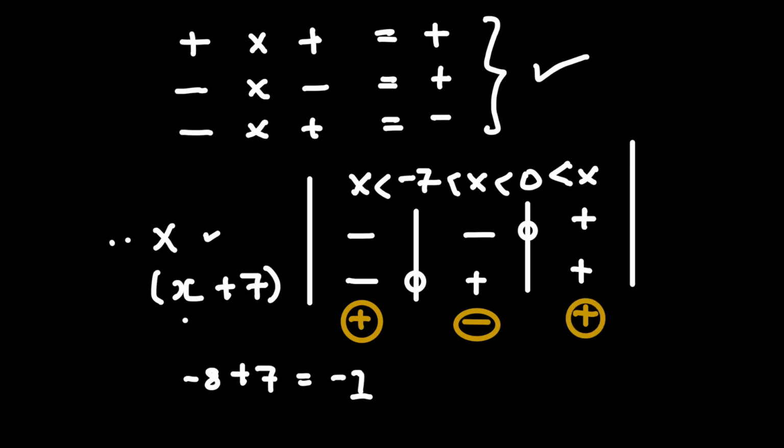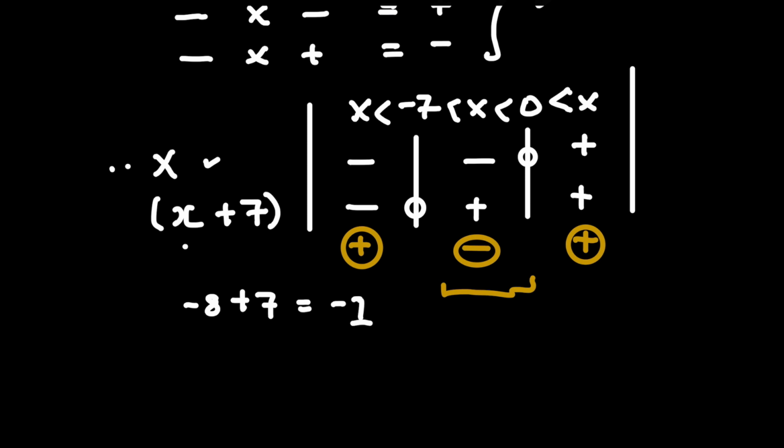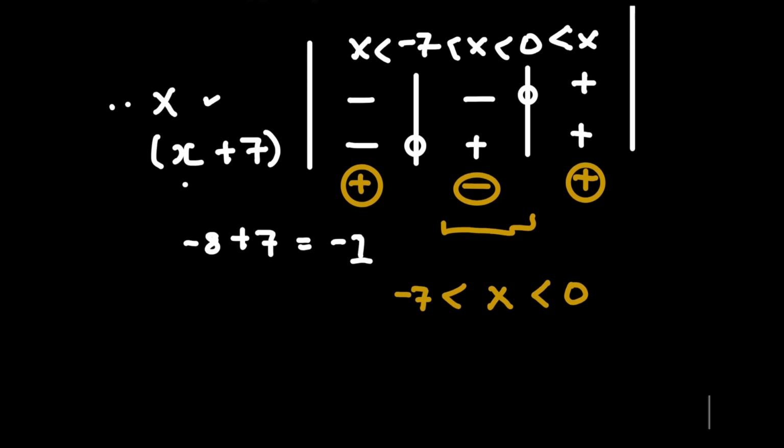So what are we looking for? This is the portion that you are interested in, and that portion is x less than 0 and greater than minus 7. As I've said, you can also express it in this fashion: minus 7 to 0. And remember, these are round brackets because it's strictly less than 0.